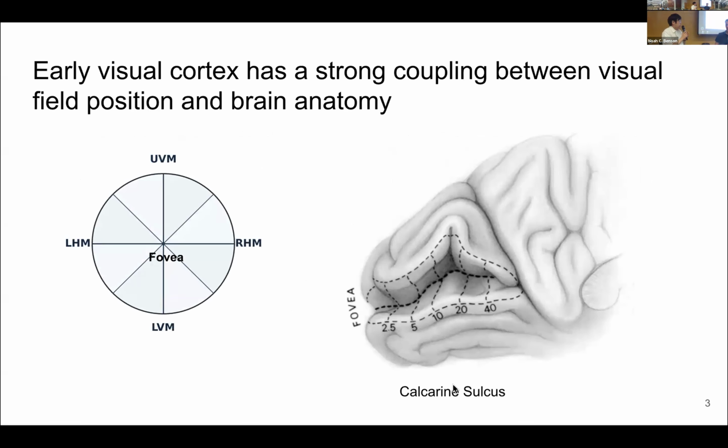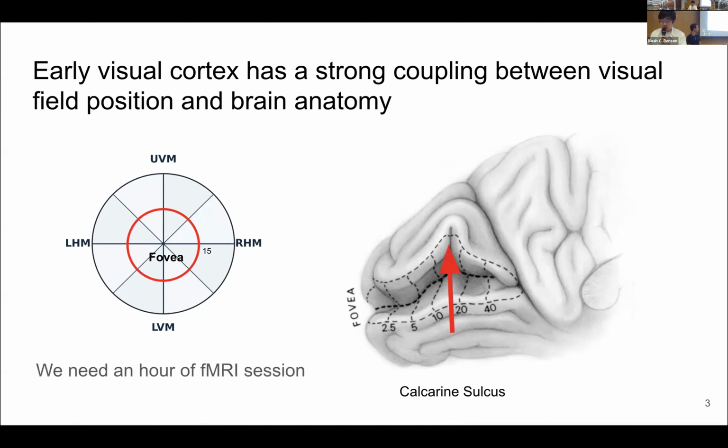The visual cortex has a strong coupling between visual field position and brain anatomy. To be specific, neurons in the visual cortex respond to specific locations in our visual field. For example, this notch on the calcarine sulcus responds to 15 degrees of eccentricity very consistently across subjects. It is very useful, but we need an hour of fMRI to get this kind of information.